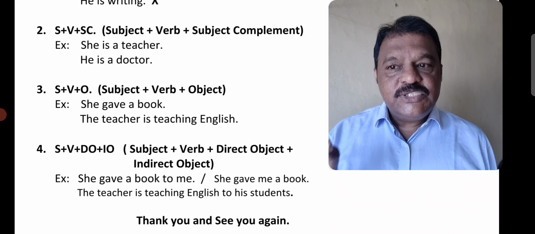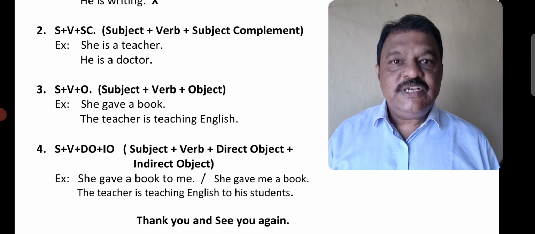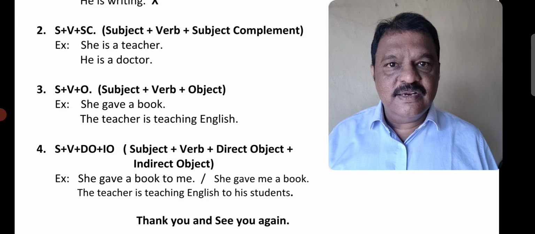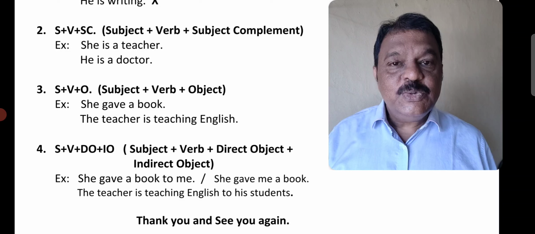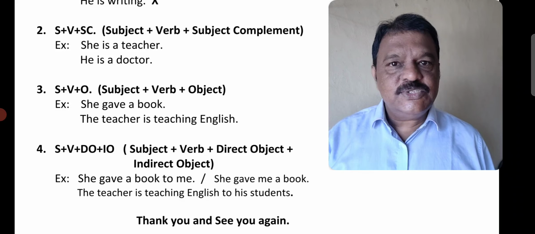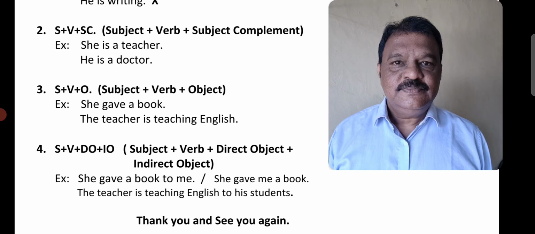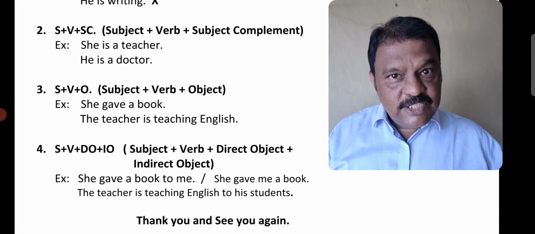The teacher is teaching what? The teacher is teaching English, right? So the answer is English. So English is the direct object in this sentence. You got it? Let's ask the other question.